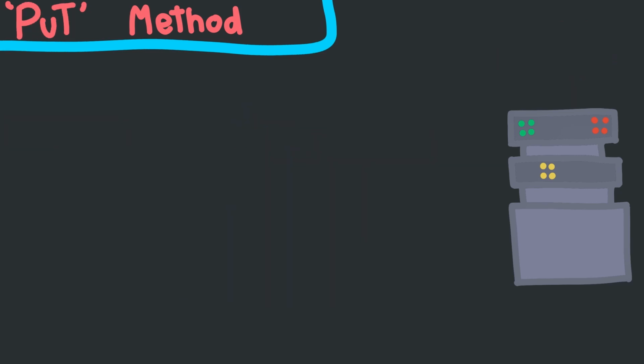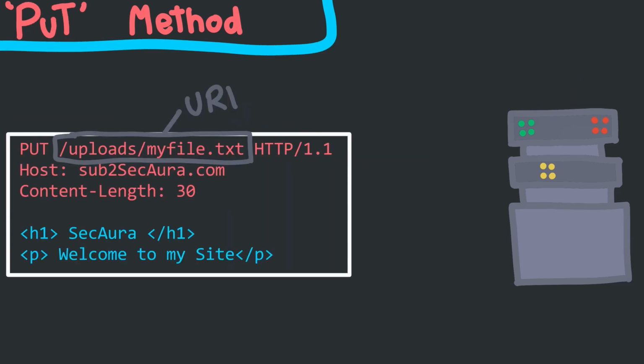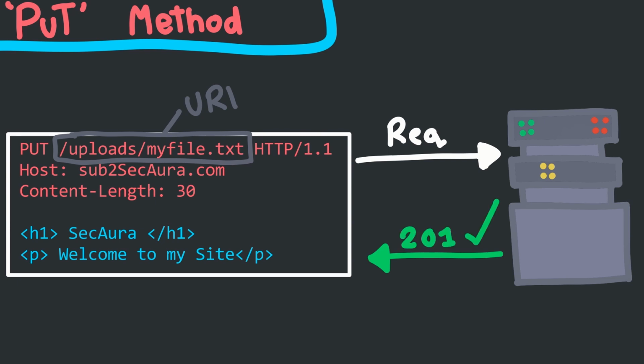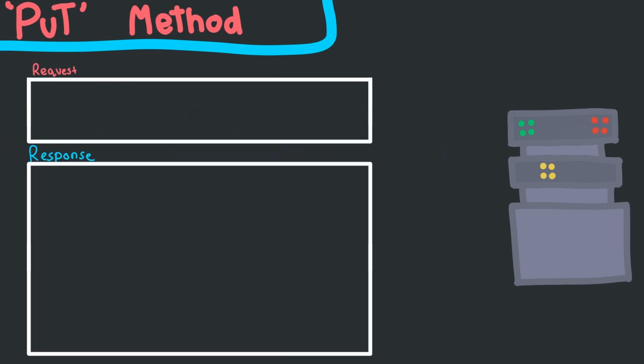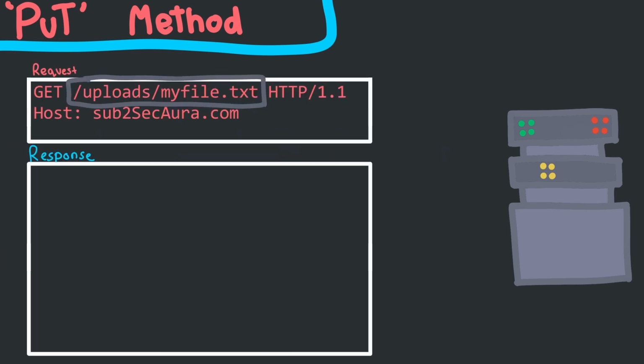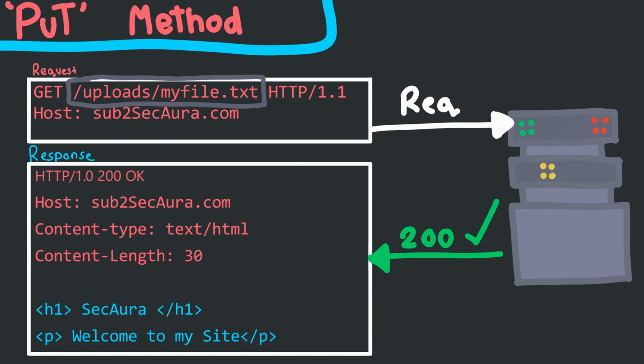Next, let's look at a PUT request. A PUT request is used to put some data on the server at the URI provided. In this case, it uploads myfile.txt. The data provided is in the request body, in this case sec_aura, and welcome to my site. Let's go ahead and make a GET request to where we put it, /upload/myfile.txt. The server will then respond with a body including our message we sent earlier, our request body of sec_aura, welcome to my site. So we have effectively written a file to the server.